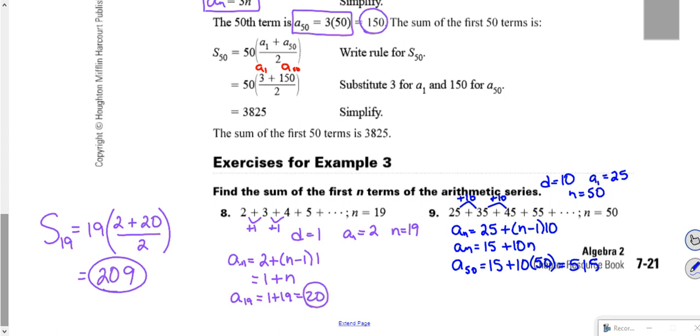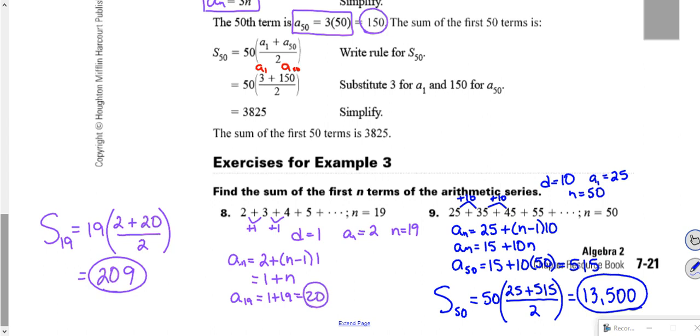I hope you can see this over the writing. So then, my sum of the first 50 terms in this series, the number of terms, that's my 50, and then parentheses, A1 plus A50, so that's 25 plus 515 divided by 2. You can poke that in a calculator, you can probably do that in your head. 25 plus 515 is going to be 540, and then 540 times 25, because the 2 will go into 50, 25 times. Anyway, you get 13,500.